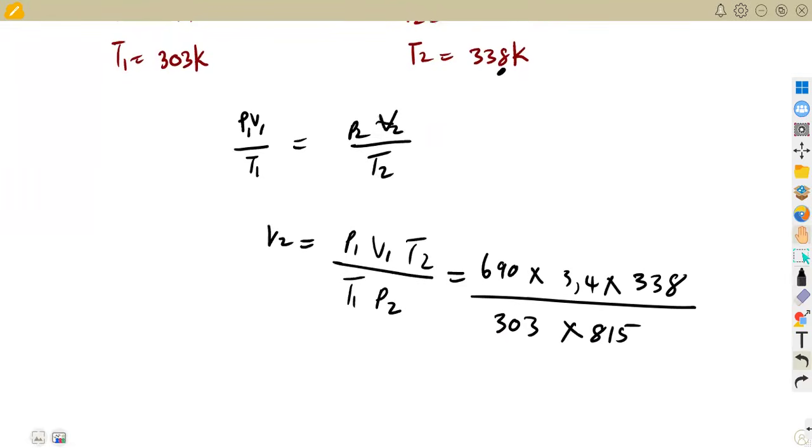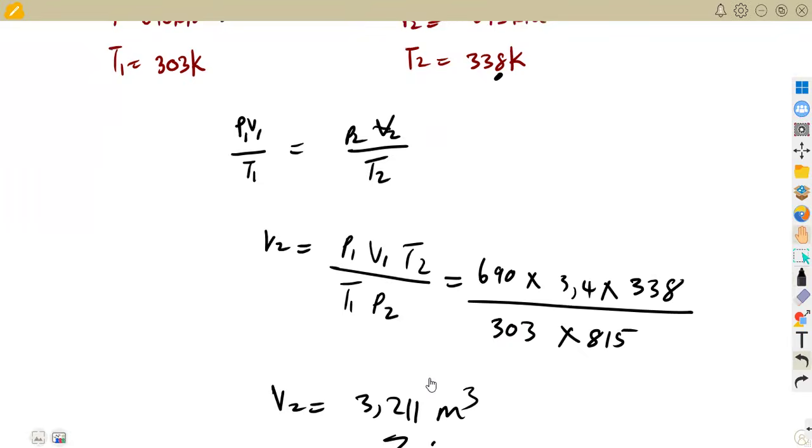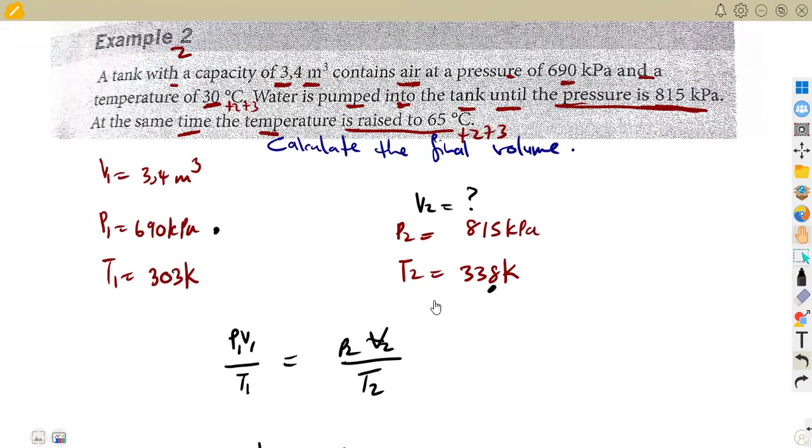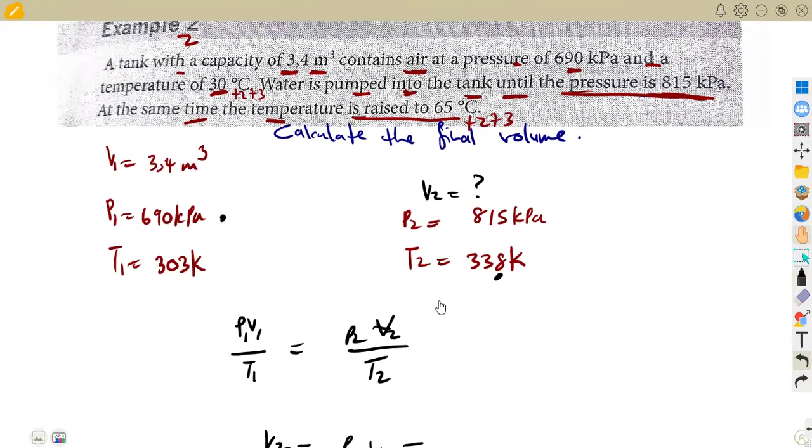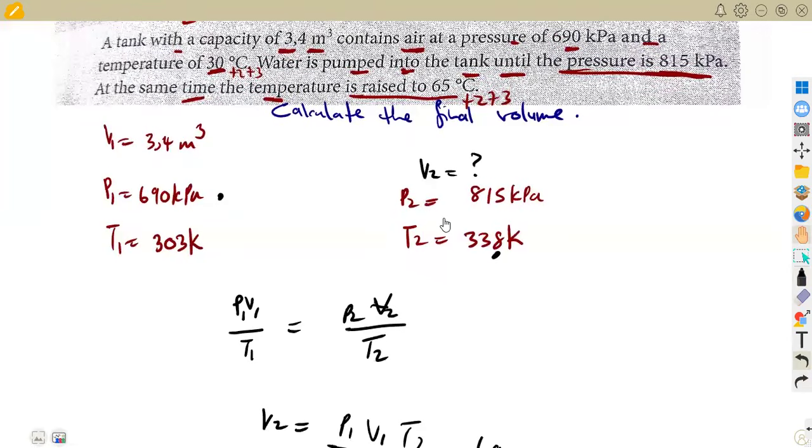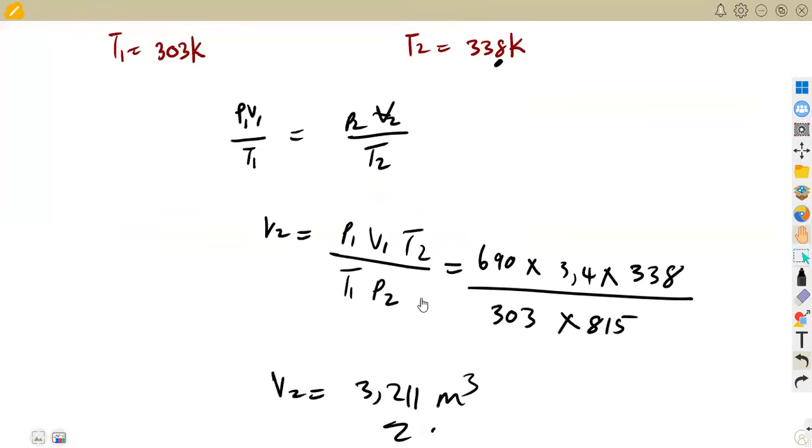It's all about information, guys. We have got everything that is needed there. So this is going to give us 3,211 cubic meters. That is how the questions are given. So you have to be very, very careful. So this is our V2.